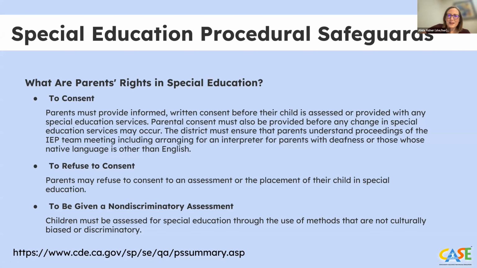All right, next couple of procedural safeguards that are really, really important: to consent, to refuse to consent, to be given a non-discriminatory assessment. Now, we're not going to talk as much about that last one, non-discriminatory assessment. That's next month. Part 2 of our four-part workshop, easy for me to say, is all about assessments. So we'll go into that in a lot more detail then. But that means in your home language, whatever language your student prefers, and in a way that takes their background and what they've been exposed to through life into account.